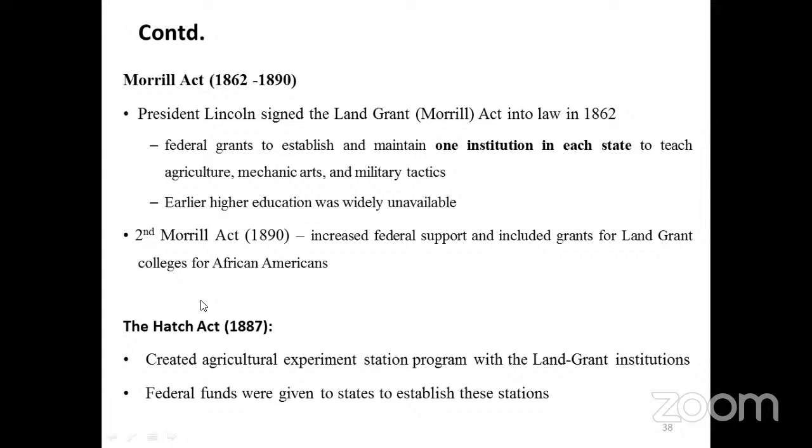Then came the Hatch Act of 1887, which created agricultural experimentation programs in these land grant institutions. And federal funds were given to the states. So this funding is another important thing. And the station program they started is another important thing about the Hatch Act. This Hatch Act acts as a bridge between the Morrill Act and the Smith-Lever Act, which we are going to see ahead.